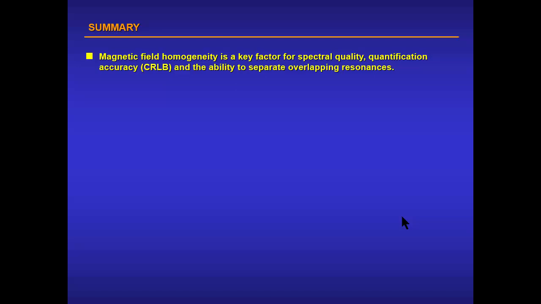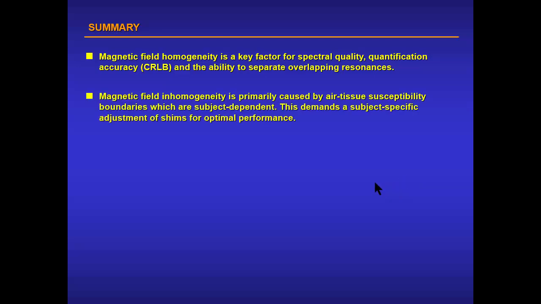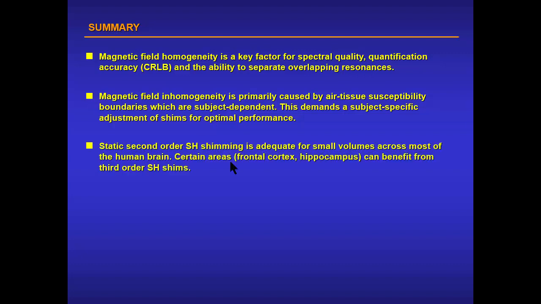So to wrap up, I hope I've been able to show you that magnetic field homogeneity is a key factor for spectral quality, the accuracy for quantification, and the ability to separate overlapping resonances. And in my opinion, it is the key factor. Magnetic field inhomogeneity is caused primarily by air tissue susceptibility, and that is the one that we're dealing with on an everyday basis. It changes from subject to subject, and therefore you have to adjust it on a subject-by-subject basis.